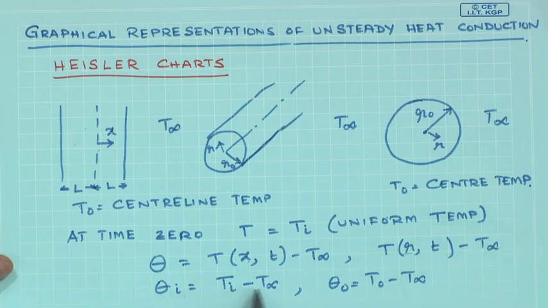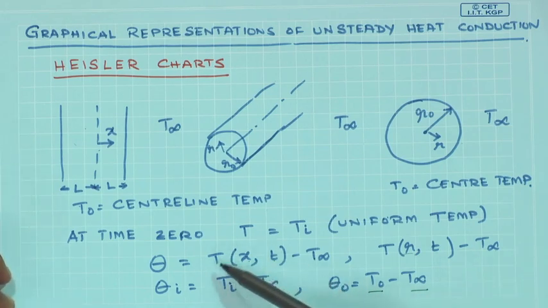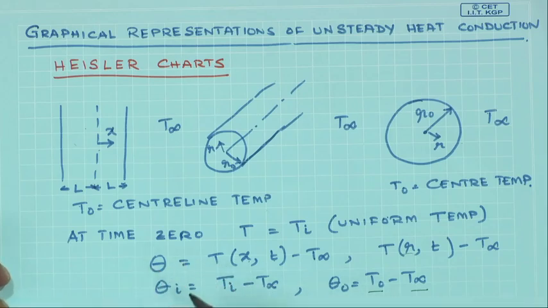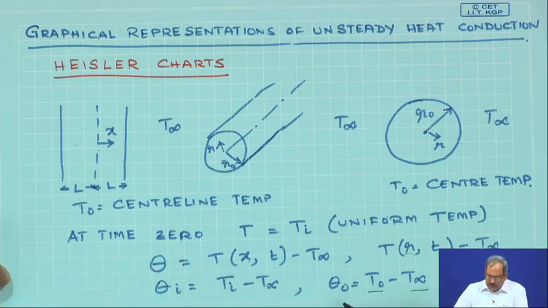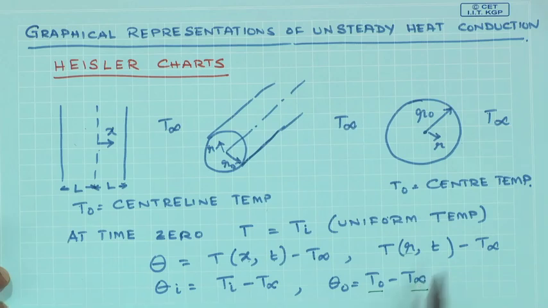So, theta I is T I minus T infinity. The solid object could be hotter or cooler. So, that is what is related over here, and theta naught is the centerline temperature minus T infinity. So, I guess the three nomenclature of theta, theta I and theta 0 are clear. Theta is the temperature as compared to T infinity, theta I is the initial temperature as compared to T infinity, and theta 0 is the centerline temperature in comparison to T infinity.